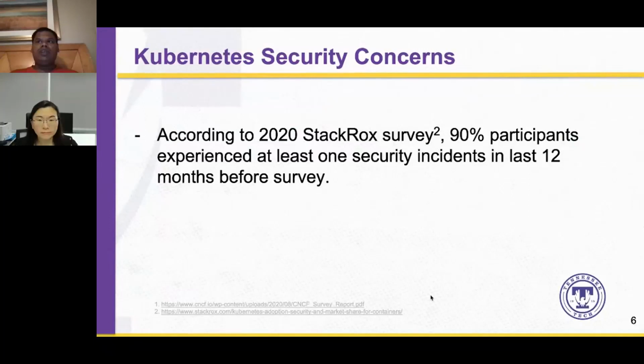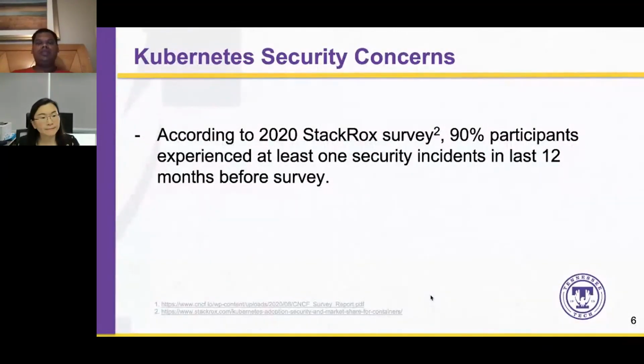But what motivated us to conduct this particular study is that, despite all these benefits and despite being a very mature product, initially developed by Google and now maintained by the Cloud Native Computing Foundation, practitioners who use this software project called Kubernetes do experience security incidents.